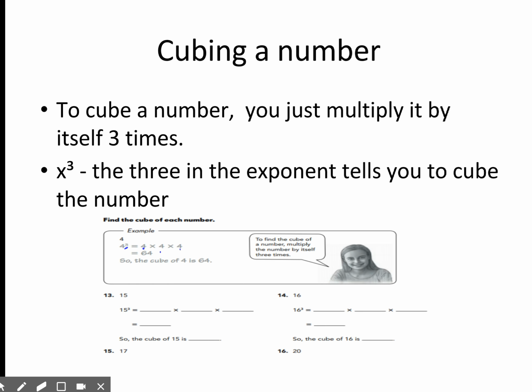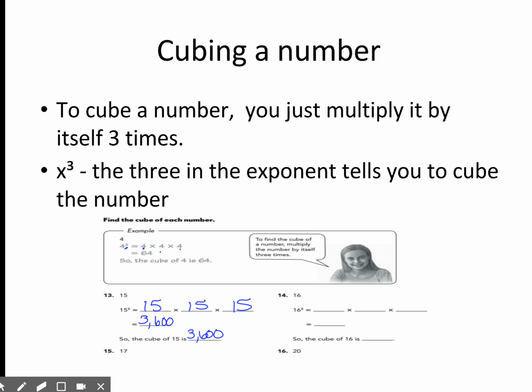So number 13, they ask us to cube 15. So again, I'm multiplying it by itself 3 times. I need 3 15s. And the answer to that is 3,600. So the cube of 15 is 3,600.